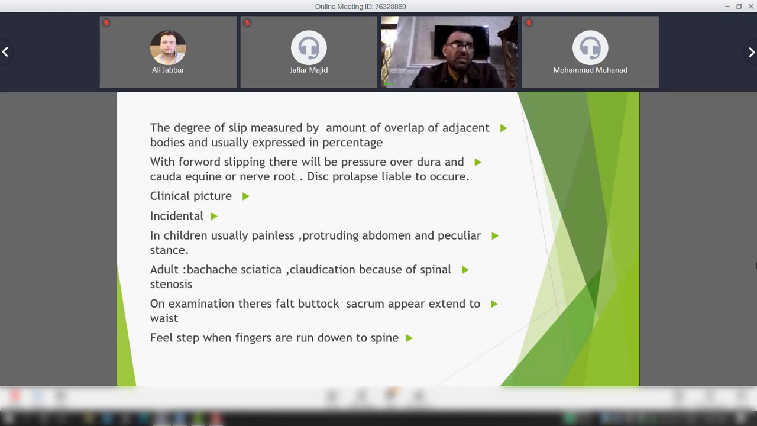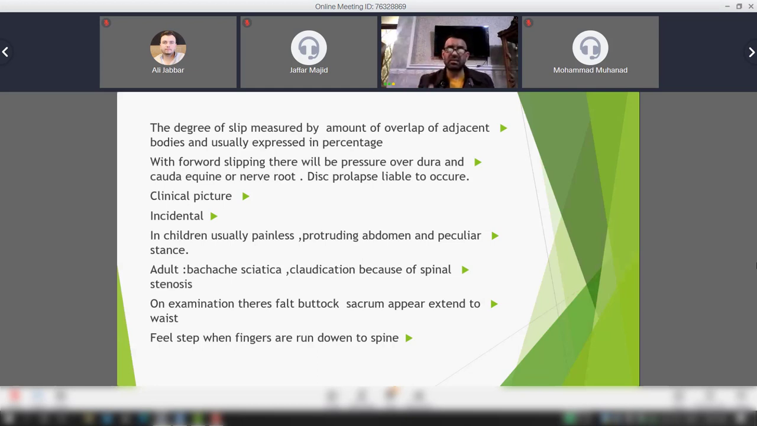طبعا هنا السليبج يعتمد على percent of slippage. More than 50% of the vertebra are slipped away, we need the surgery because it's causing more pressure on the nerves and dura. Patient presented in children with painless protruding abdomen, peculiar stance, يعني مشيته تكون يعني الباتك protruded backward والابدومن يكون pendulous لقدام. مشيته يكون مثل waddling شويه. تقول هذا عنده ممكن يكون slippage.